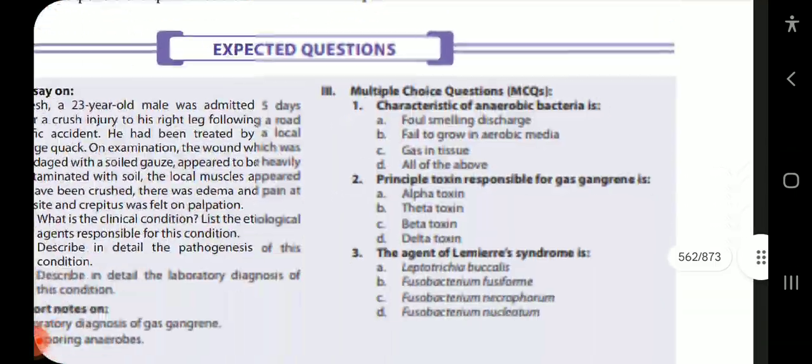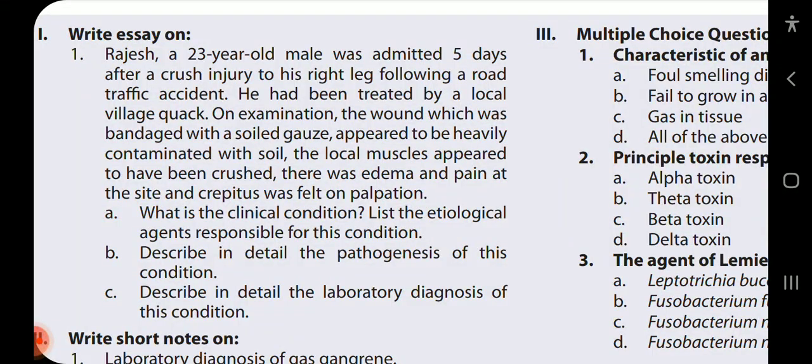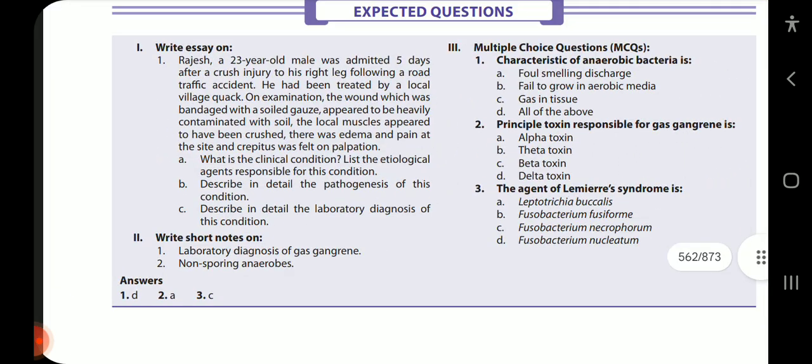Okay, so this completes our chapter. Let's come on to expected questions. Rajesh, a 23-year-old male, was admitted 5 days after a crush injury to the right leg following a road traffic accident. He had been treated by a local village quack. On examination, the wound, which was bandaged with a soiled gauze, appeared to be heavily contaminated with soil. The local muscles appear to have been crushed with edema and pain, and crepitus was felt on palpation. So clearly, this is a case of gas gangrene by Clostridium perfringens. We can write the clinical condition, etiological agent, pathogenesis, and the lab diagnosis as well. Lab diagnosis of gas gangrene and non-sporing anaerobes we can write.